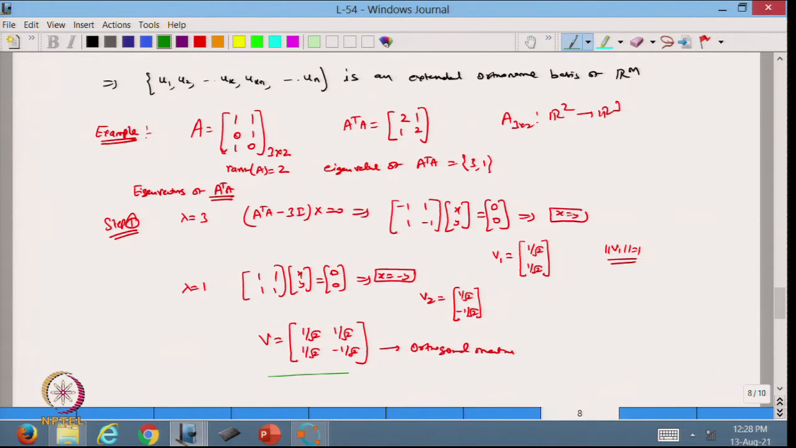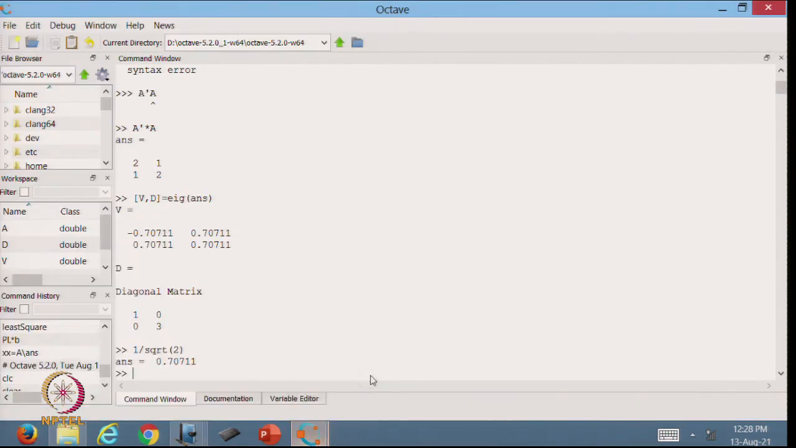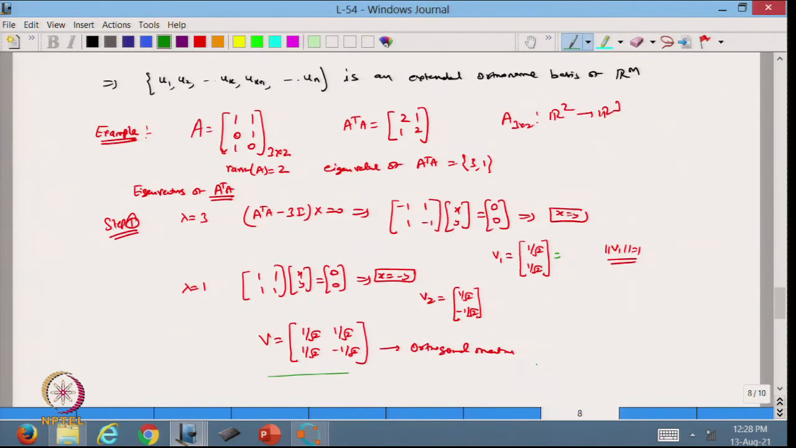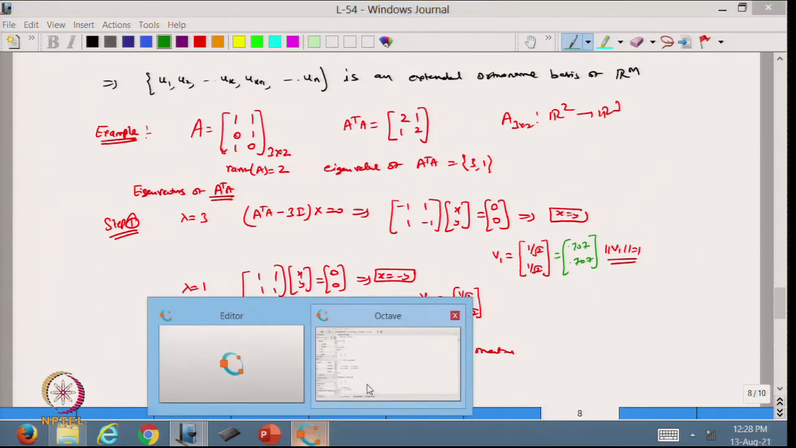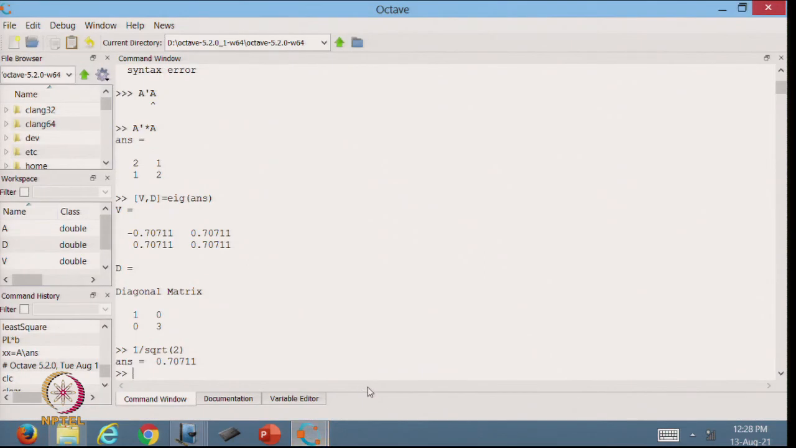So, this is okay because this value is the same, 0.707. That one I can write only 0.707 because it will give you the numerical value only. So, this is the way we are able to find the value of V, and this is the value of D. Now, I need to find the value of U.